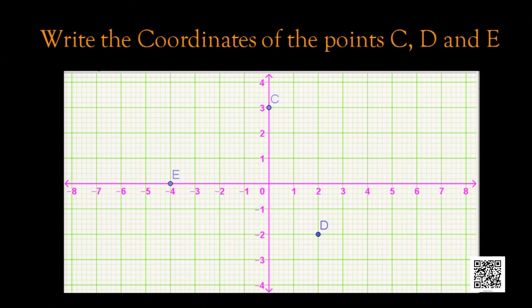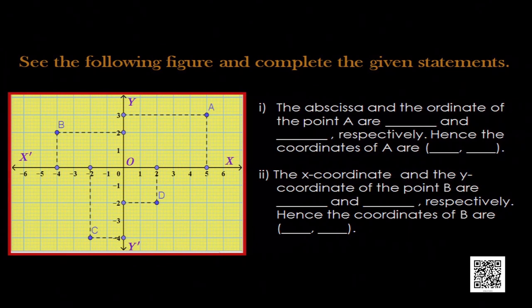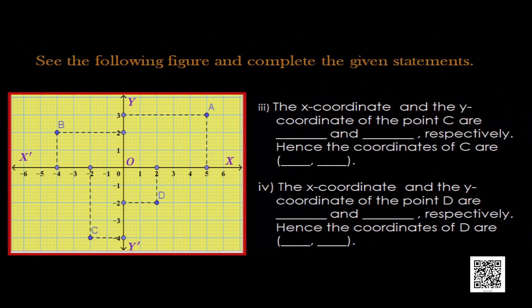Let us conclude this class with an assignment. You may see the figure. From the following figure, you have to complete the given four statements. In this diagram, four points are there, A, B, C, and D. The four problems are related to these four points. You may take a photo or screenshot of this problem, and I think you will be able to do it very easily.